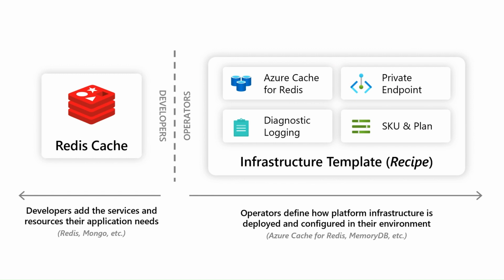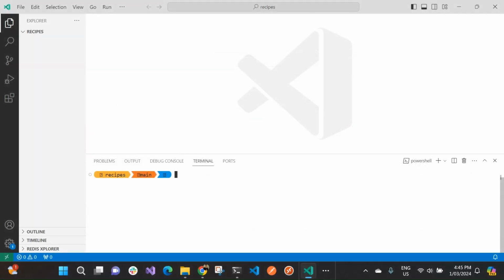Essentially, when a developer deploys their application and its resources, recipes automatically deploy the backing infrastructure and bind it to the developer's resources. Let's build an application that uses a recipe to see this in action. Okay, so in this video, we're going to learn how to use the dev recipes in our Redis environment to quickly run containerized infrastructure.